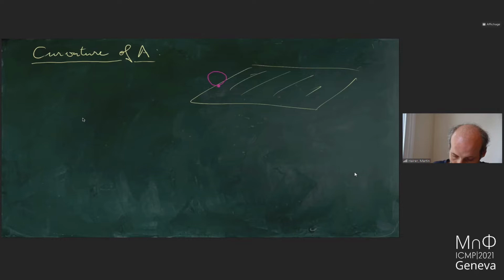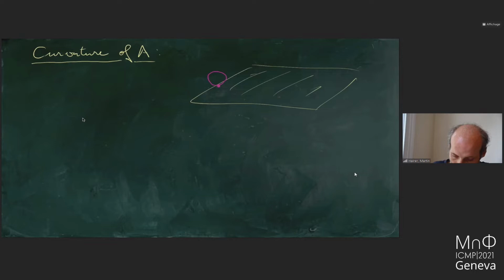The connection A gives you a notion of horizontal lift. If you're given a curve down on the base space, on R^D, and you're given a starting point up here on the fiber at the starting point of the curve, then A gives you a notion of horizontal lift, so you can lift this curve to the full bundle. But one property of this lift is that when you perform a closed loop downstairs and lift it upstairs, it doesn't necessarily get back to where you started.